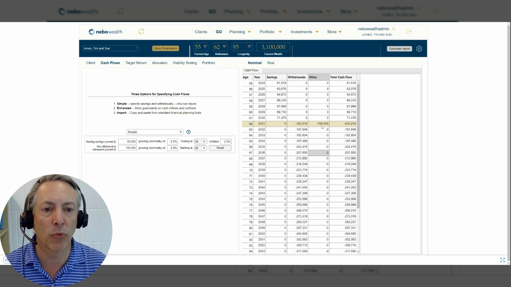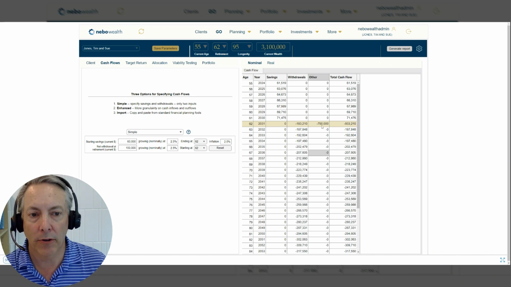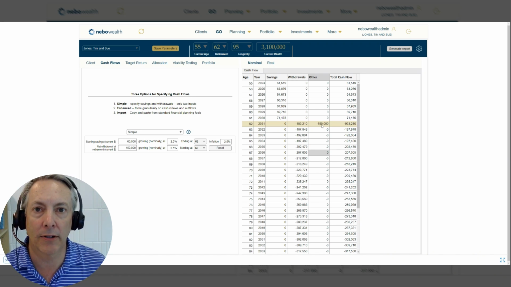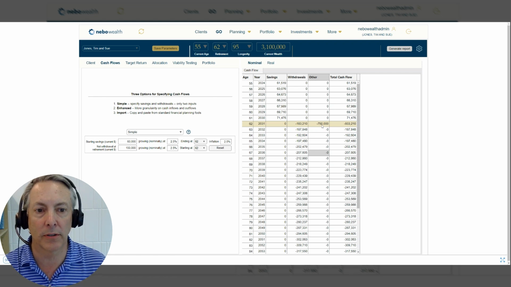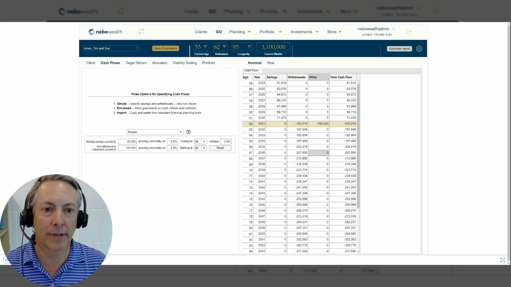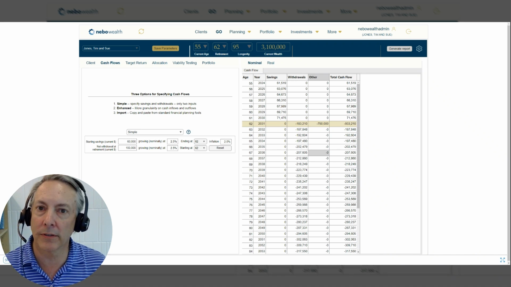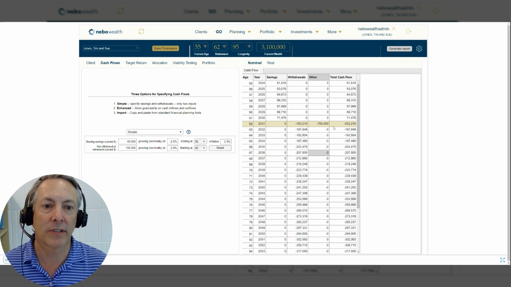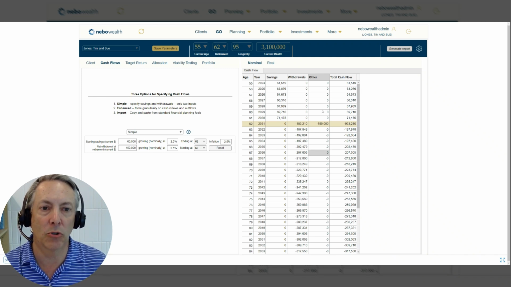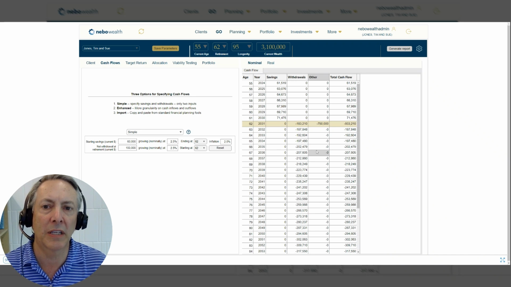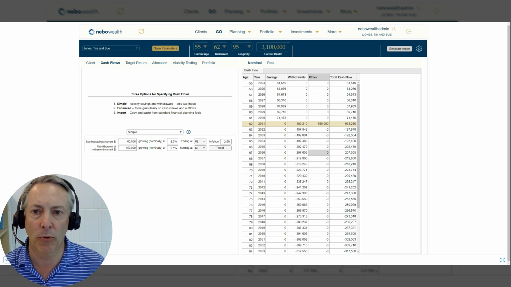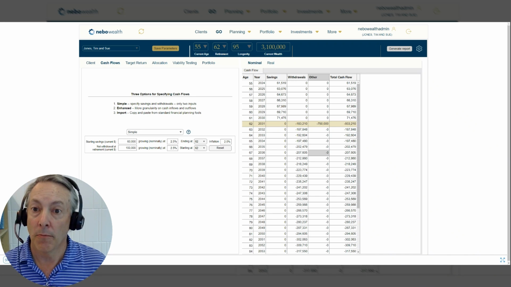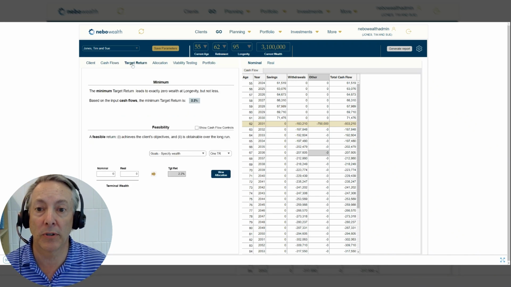And then we did add a wrinkle. So Tim and Sue, their goal is to retire, buy a ski condo in Utah. They're snowbirds. Unlike others, they can't stand the Florida winters, they need that Mountain West snow. So here we have them buying a ski condo for 750,000 at age 62. This other column here is editable, so it does give you some flexibility with respect to cash flows. But with the cash flow set, we'll move to the target return.